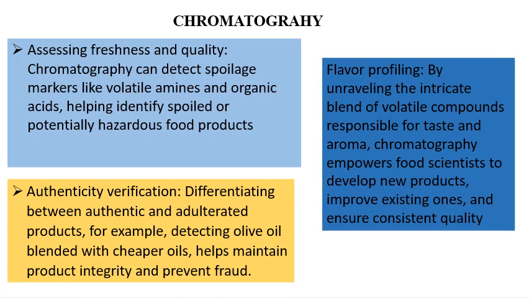It helps to assess freshness and quality and detect spoilage also. There are some spoilage markers which include volatile amines and organic acids. It helps to identify potentially hazardous food products. And also in authenticity verification, it differentiates between authentic and adulterated products, for instance, in detecting olive oil blended with cheaper oil.